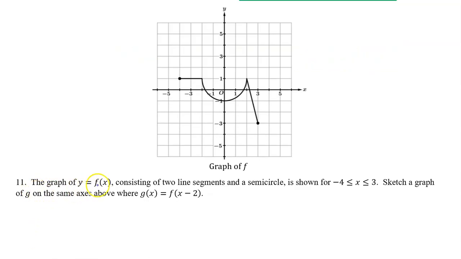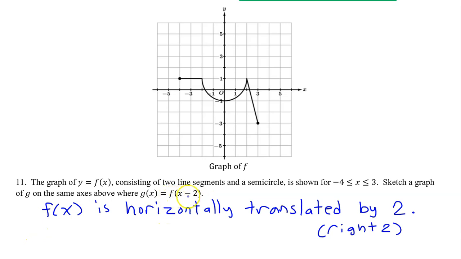Number 11. The graph of y equals f of x, consisting of 2 line segments and a semicircle, is shown on the closed interval from -4 to 3. Sketch a graph of g on the same axes above, where g of x is equal to f at x minus 2. We have one transformation happening to f. Because of the -2, f of x is horizontally translated by 2 units. That's right 2 because horizontal transformations are always the opposite of the way they look in the equation.